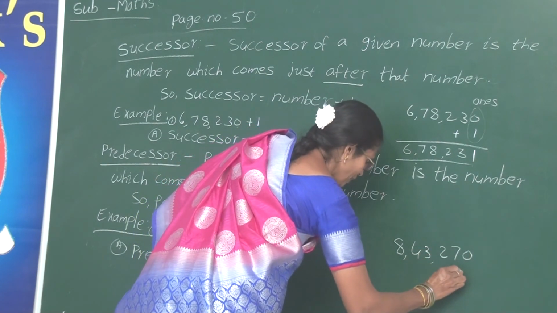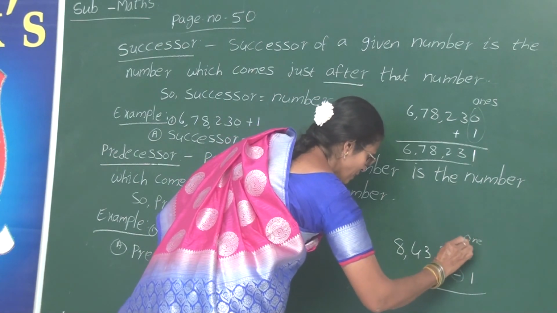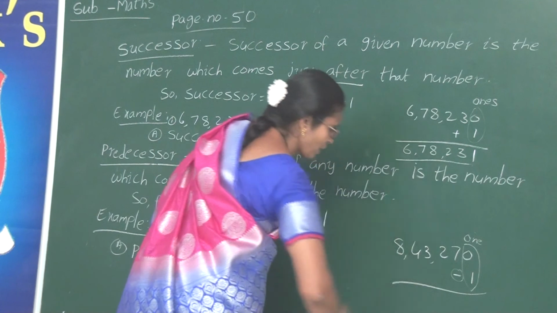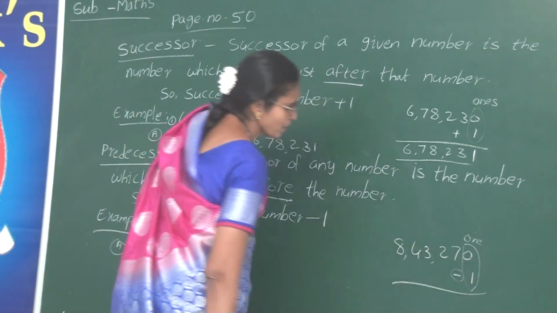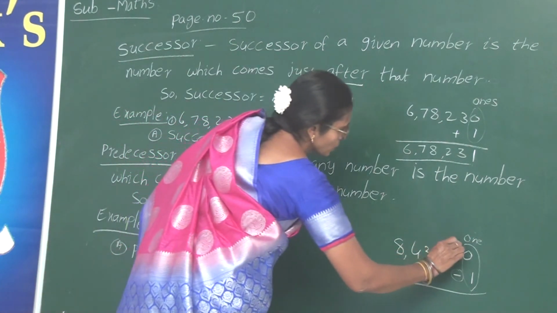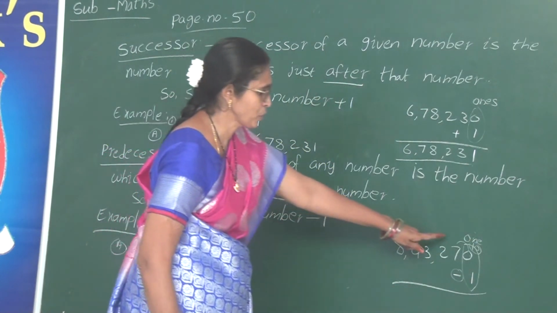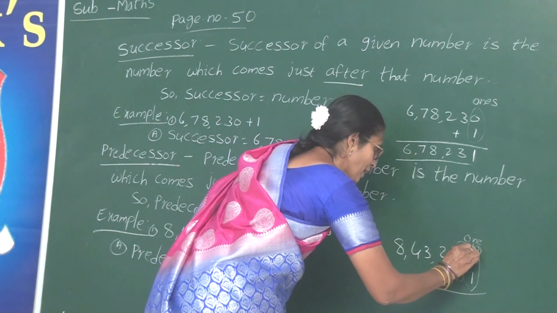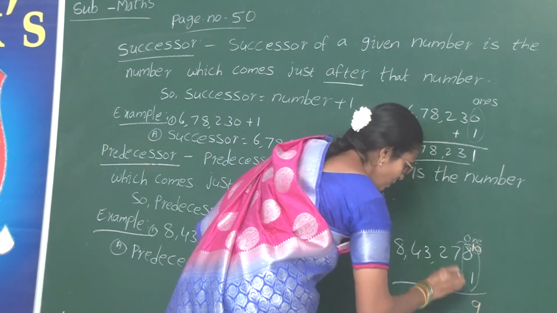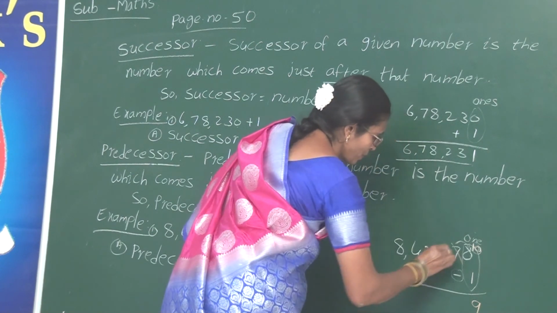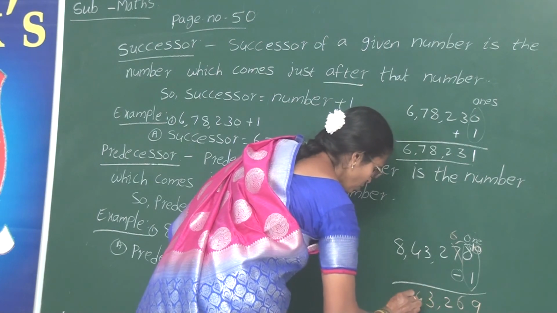8,43,270 minus 1. The 1 is under the 1's place. Write it under the 1's place. 0 minus 1, is it possible? No. So you have to borrow from the tens place. Borrowing, you get a 10. So 10 minus 1 is 9. Here the 1 is already borrowed, so the 7 becomes 6. So 6, 2, 3, 4 and 8.